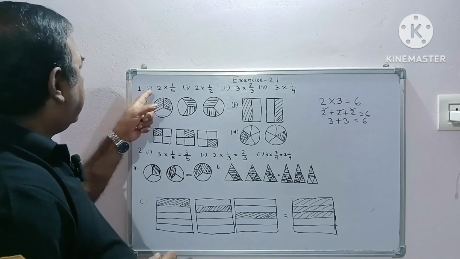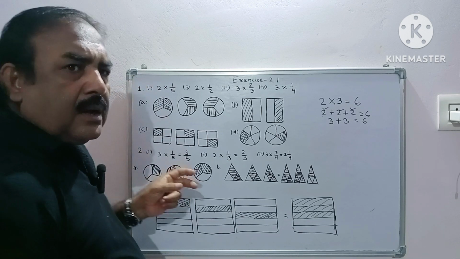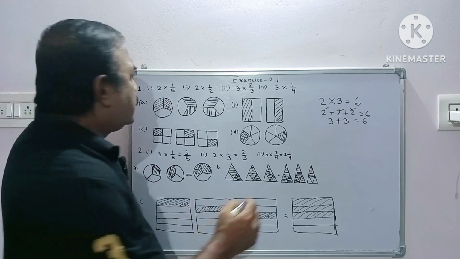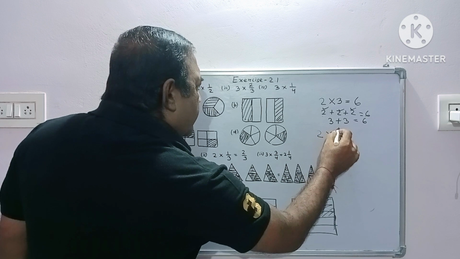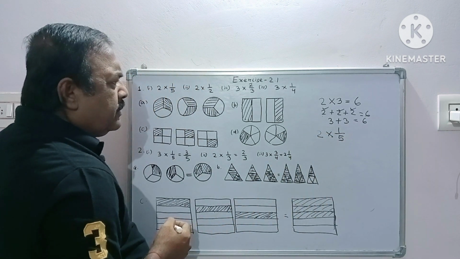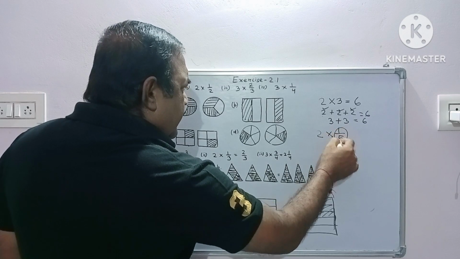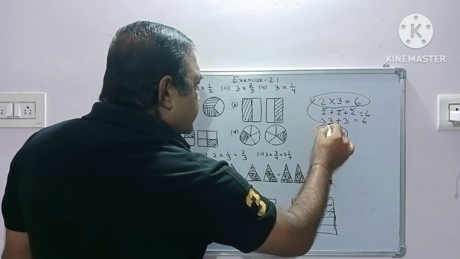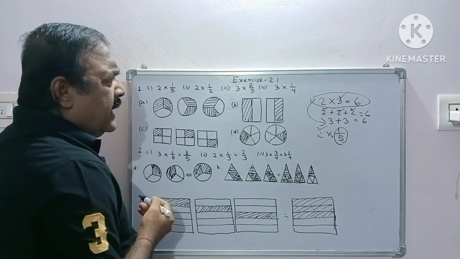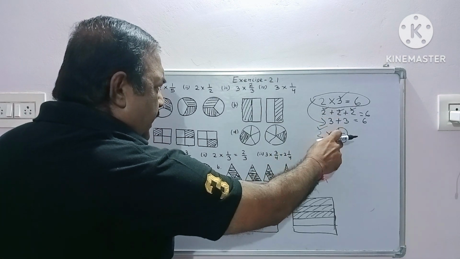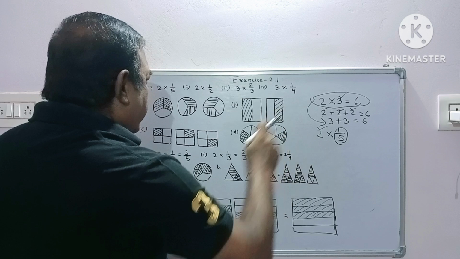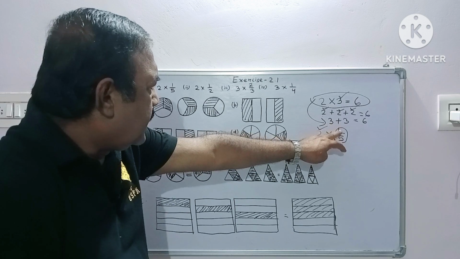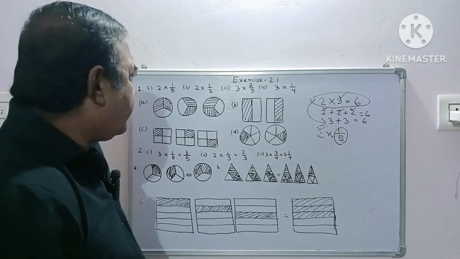So here you see, first is given here, we have to match with the pictures. 2 multiplied by 1 upon 5, or 1 divided by 5. You see, 1 by 5 is added 2 times, like this. So 1 upon 5 is added 2 times. So where is the figure? We have to find out first in which picture we have 1 upon 5.